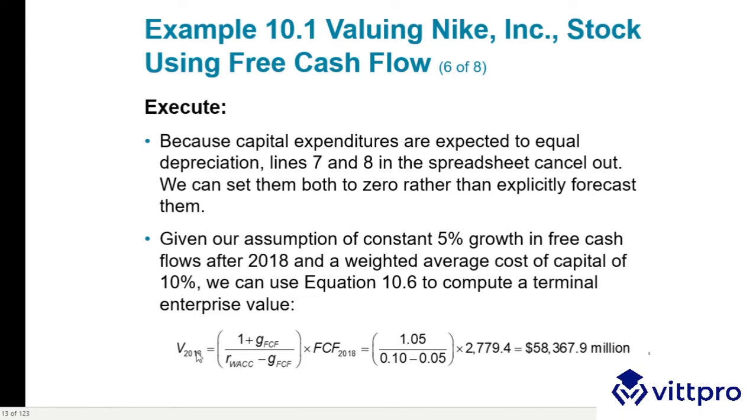So if we want to get the value in 2019, we need the free cash flow of 2019, but we don't have 2019, we have only 2018. So that's why we calculate FCF of 2019, multiply by the growth rate, then whatever amount we get, 2779 into 1.05, we need to divide that by R minus G. R is 10% and G is 5%. Growth is 5%. Constant growth is 5%, right? So if you solve this, you will get $58,367 million, because it's a constant growth. So that's how you get it, but this is the value you will get at the end of 2018.